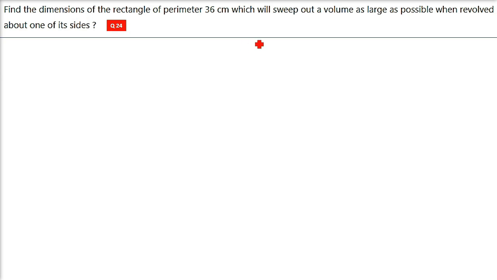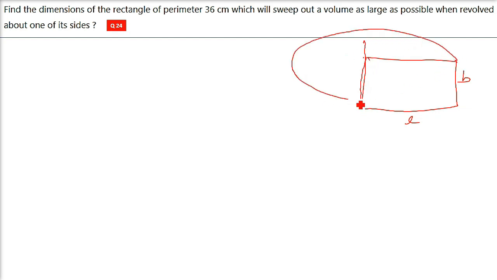Next question is, find the dimension of the rectangle of perimeter 36 cm which will sweep out a volume as large as possible when revolved around one of its sides. Now this is your rectangle, and this is L, this is B. You can assume any variable. So length and breadth you have found out. Now you take one of the sides and just revolve it. Once you revolve it, what are you going to get? You will get a right circular cylinder. This is your length.